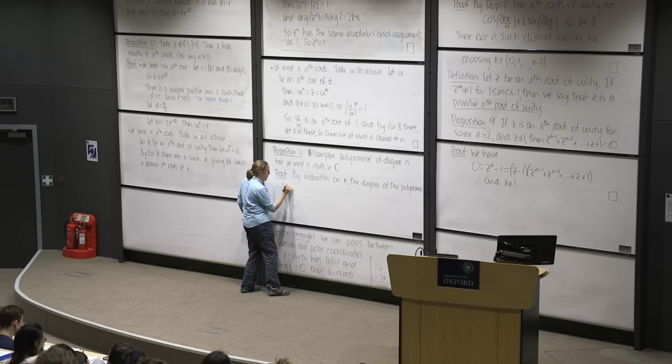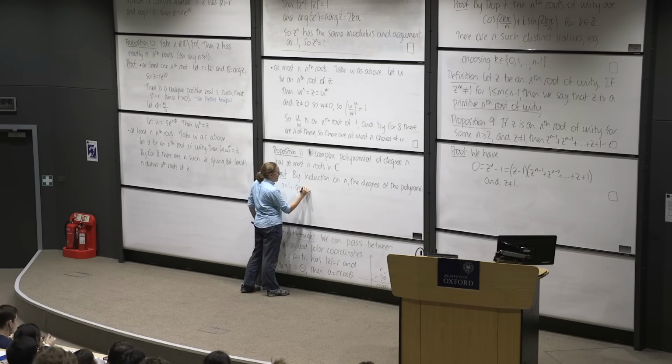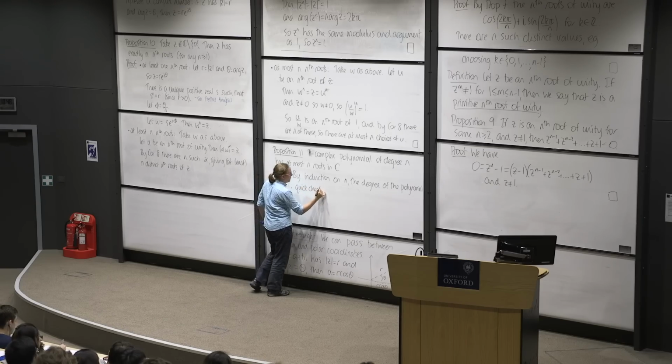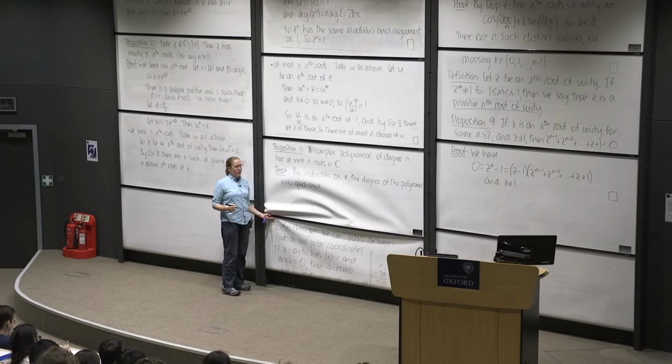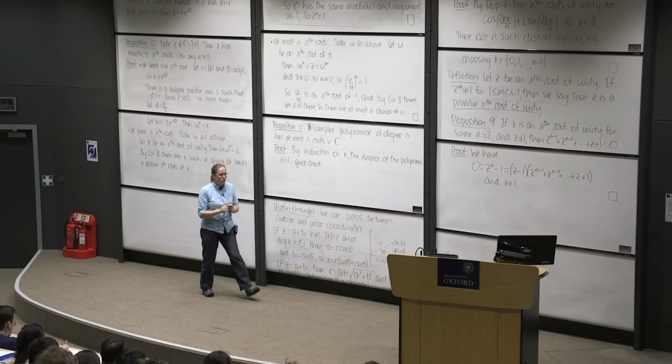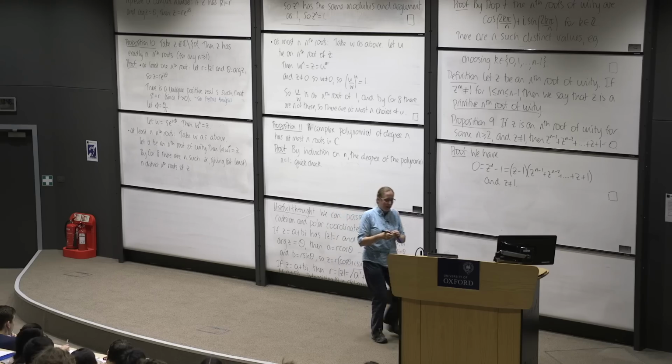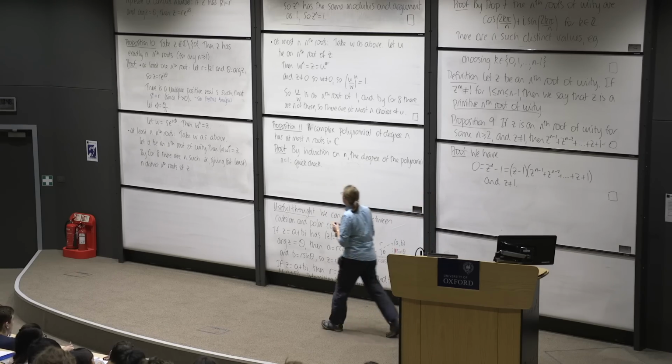So n is 1, for example, as a base case. That's a quick check. I'll let you make sure that you're happy to see that a linear polynomial with complex coefficients has at most one root. I feel confident that you can handle that. So let's do the inductive step.